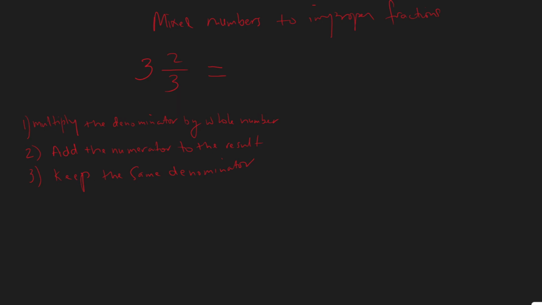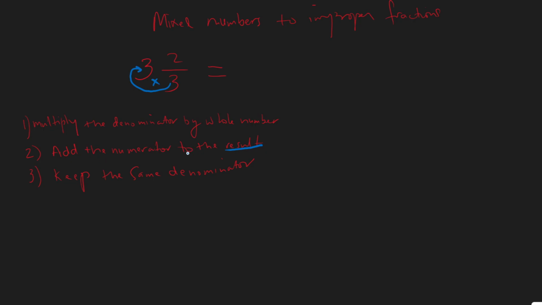So now let's go into this one as we said. First of all, we're going to multiply the denominator by the whole number. This is the denominator here, and this is the whole number. This is multiplication, so 3 times 3 is 9. That is the result.